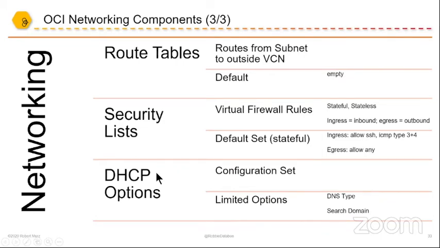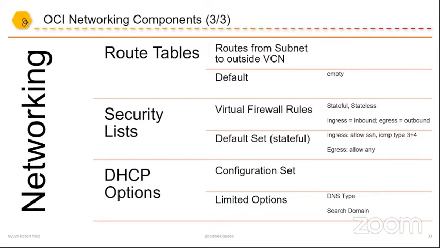We have routing tables inside our network. So you define routes from one subnet to outside the VCN. The default routing table is empty. So there is a routing table that is created with your network, but it is empty.